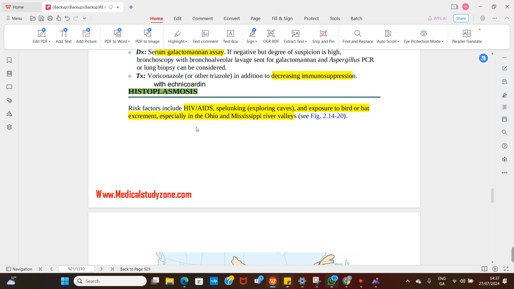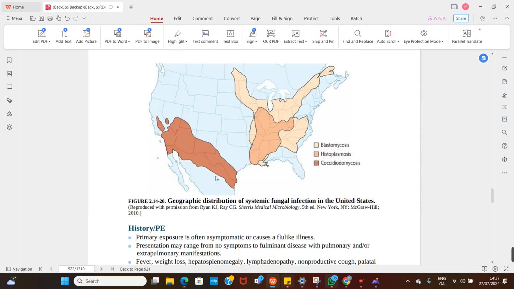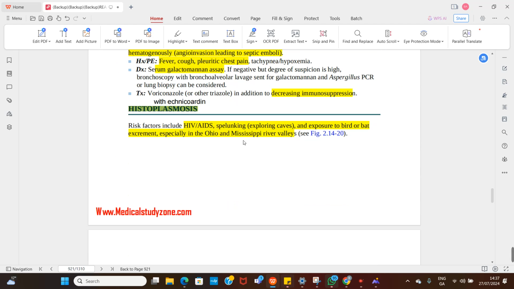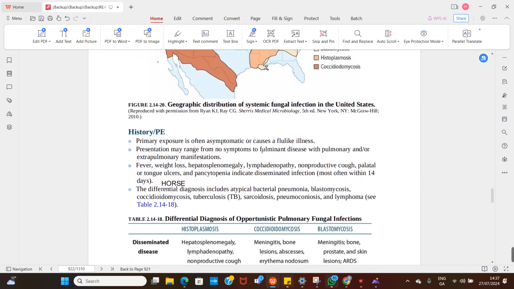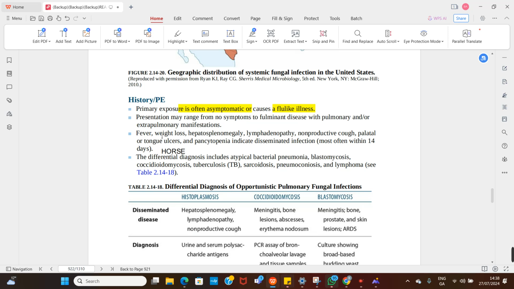The location is classic, for people in the Ohio and Mississippi area. Very important, just like blastomycosis. Blastomycosis and histoplasmosis are both predominant in the Ohio and Mississippi area. Most of the time, primary exposure is asymptomatic. They don't have anything, or they can just have a flu-like illness. But if they have a background immunosuppression, you can have some symptoms.